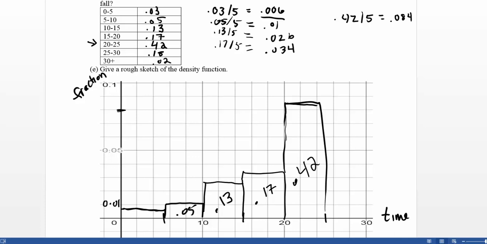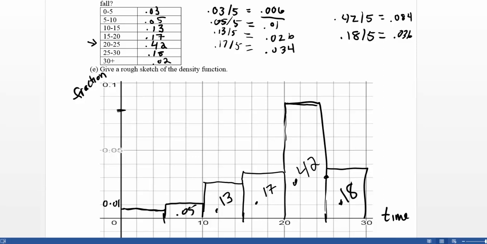And then from 25 to 30, I had 0.18 divided by 5 again is going to give me 0.036. So again, that's way back down here. So 0.03 is right about here. So 0.036 is a little more than halfway. And so again, the 0.036 times 5 gives me the 18%.